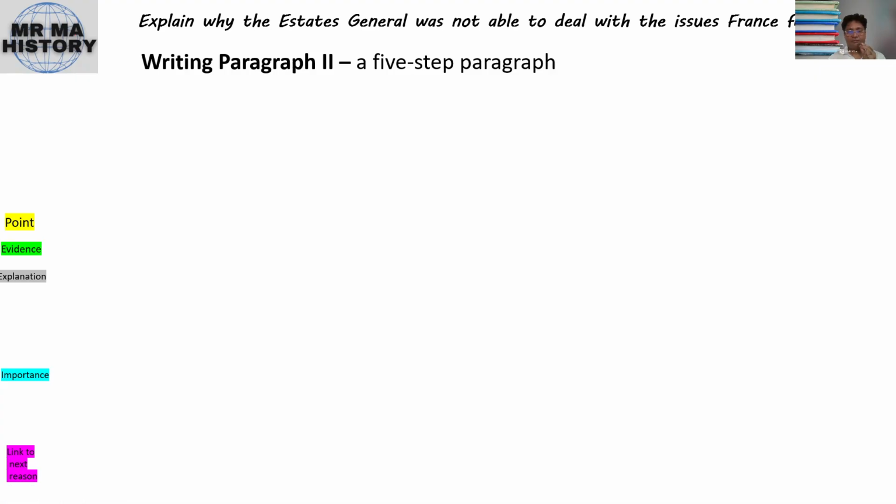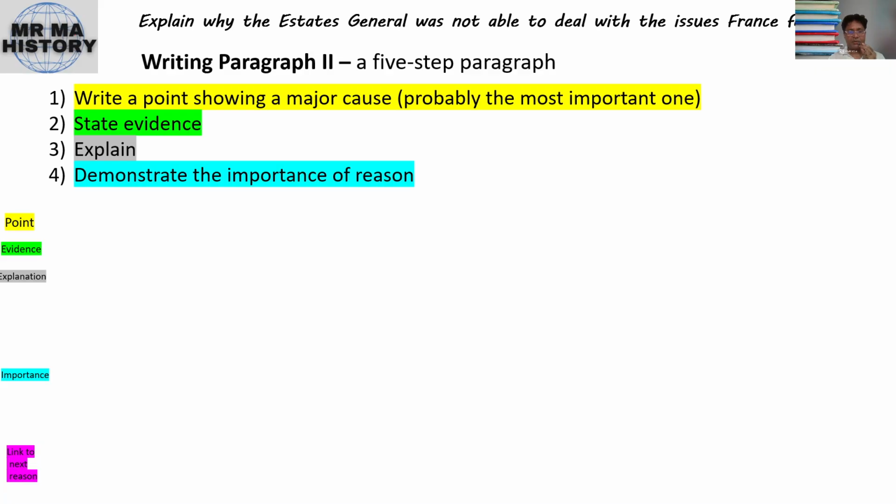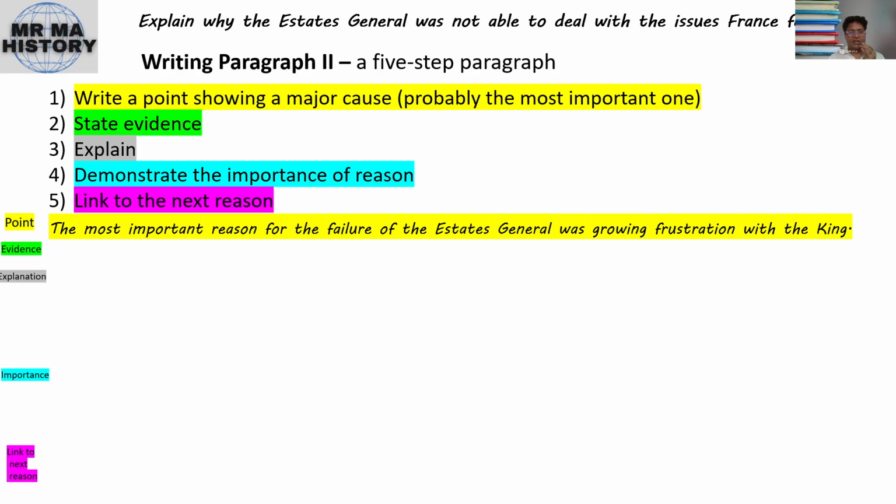And in your next paragraph, meaning the second paragraph, you're going to write a 5-step paragraph. Let's see what these 5 steps are. First of all, as I told you before, you are going to write in order of importance, the most important reason first. So you will write as a point the major reason as the first reason. Then you will state its evidence and explain it. Then you will show the importance of this reason, and finally you will link it up with the next reason. Let's see how I have written this.